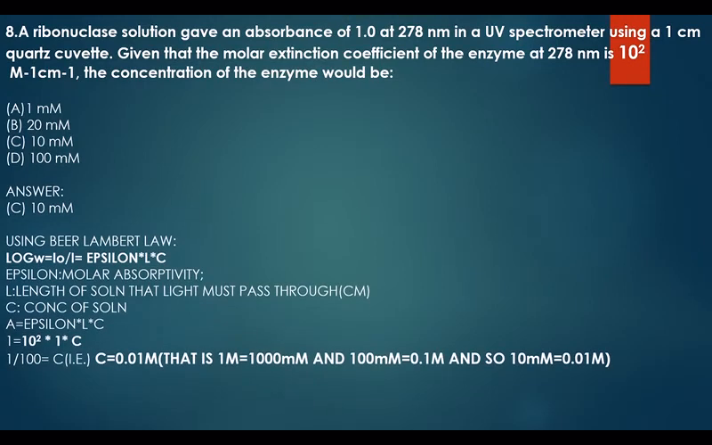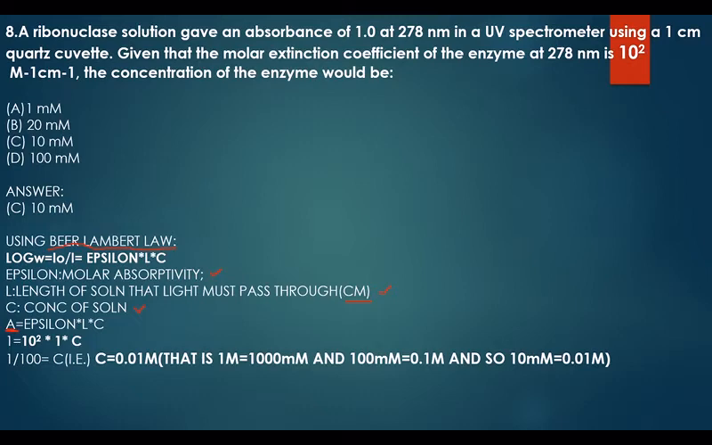There is the formula. It is got by Beer-Lambert's law. The log of I naught by I is equal to epsilon into L into C. Okay, the epsilon means molar absorptivity, and L is the length of the solution that light must pass through in centimeter. Okay, the length must be taken in centimeter. And C is the concentration of solution. So here I naught by I can be written as absorbance. So absorbance equals epsilon into L into C.